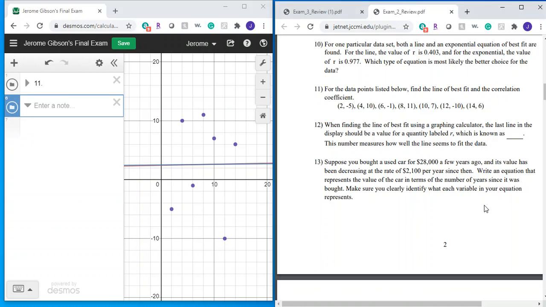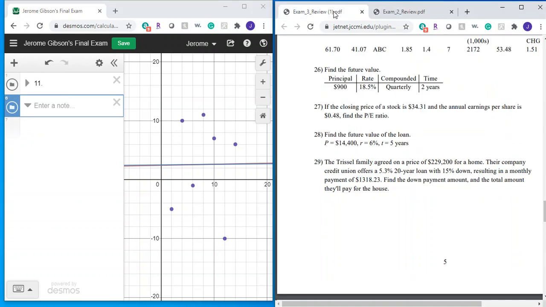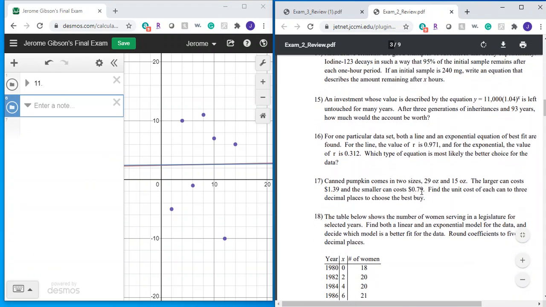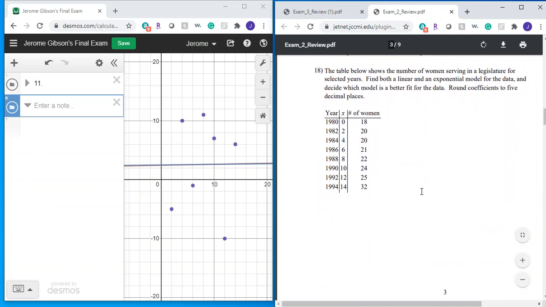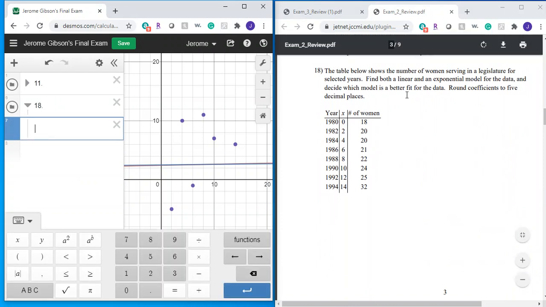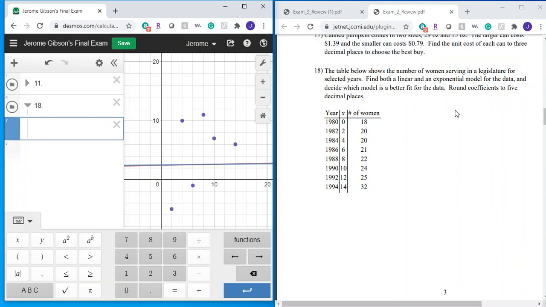Now, the next problem that I would like to do, matter of fact, I want to do one more of these type problems here. And I think I want to do problem 18. So now we would do 18, press enter. Now it says the table below shows the number of women serving in the legislature for selected years. Find both a linear and an exponential model for the data and decide which model is a better fit for the data. Round coefficients to 5 decimal places. Okay, so this is basically giving you the same directions as number 11.